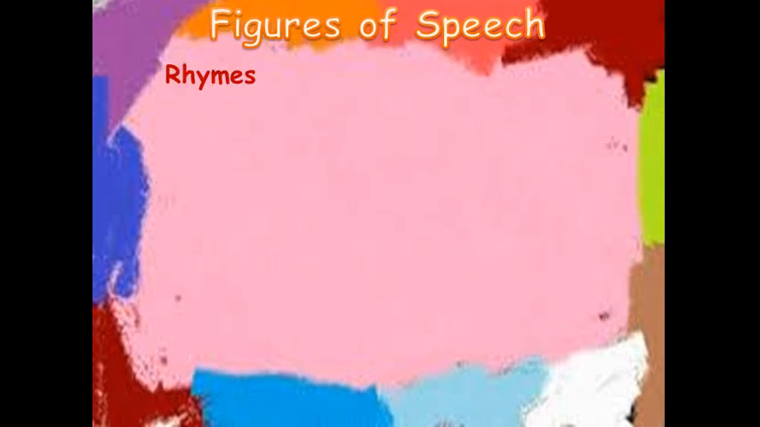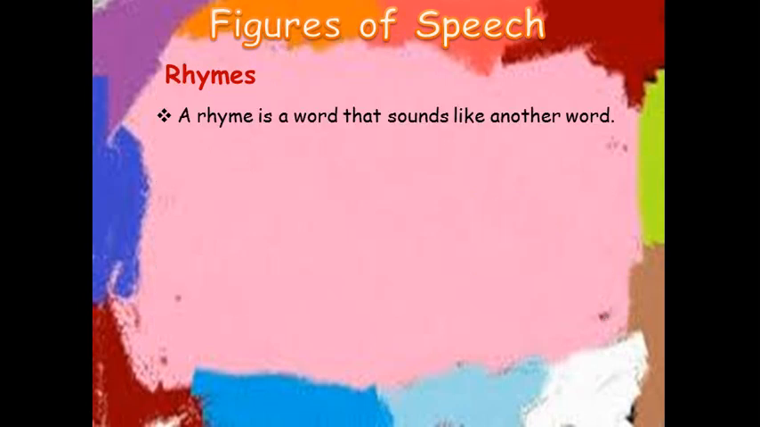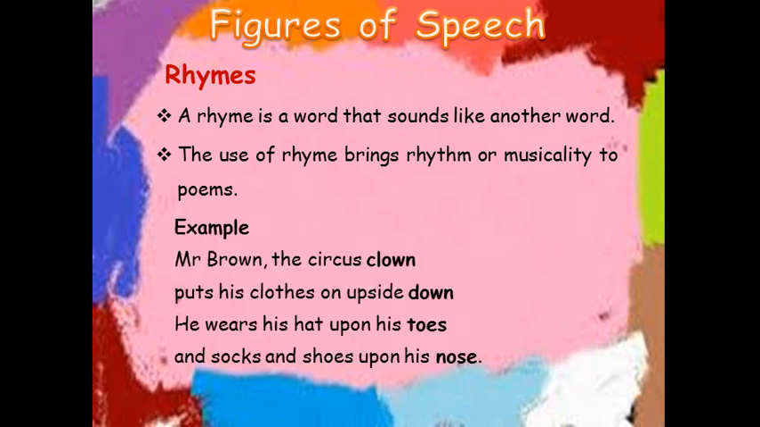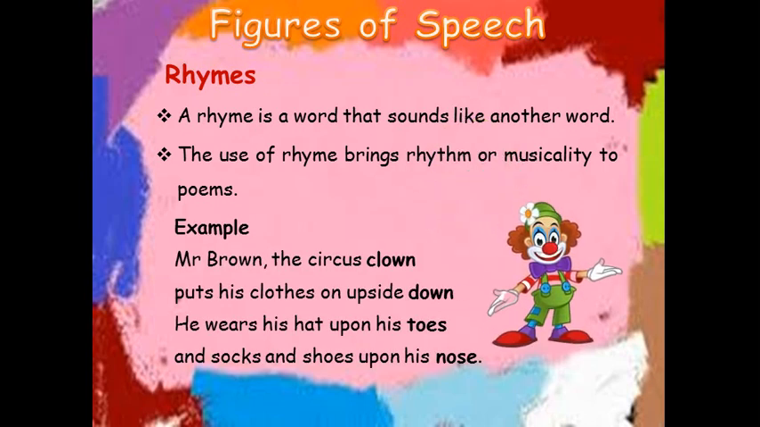We also have rhymes. A rhyme is a word that sounds like another word. The use of rhyme brings rhythm or musicality to poems. For example, Mr. Brown, the circus clown, put his clothes on upside down. He wears his hat upon his toes and socks and shoes upon his nose.